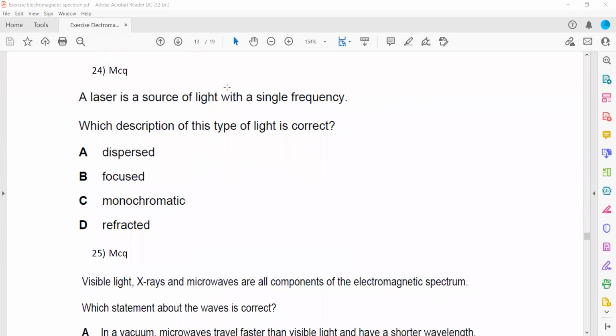A laser is a source of light with a single frequency. So what is the term whenever a light has a single frequency? What we call that is monochromatic. The term mono means light with one frequency or one wavelength.